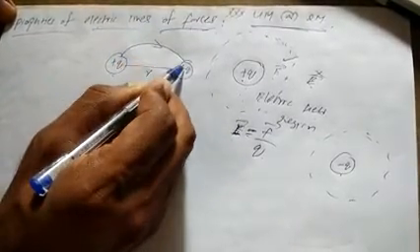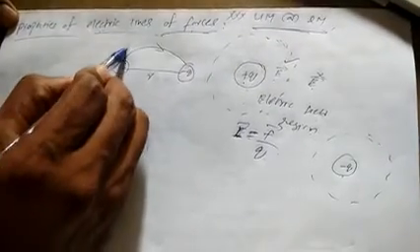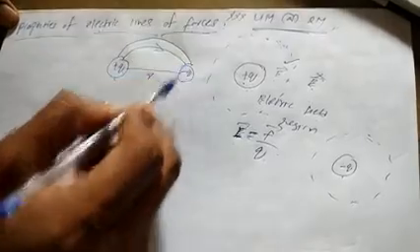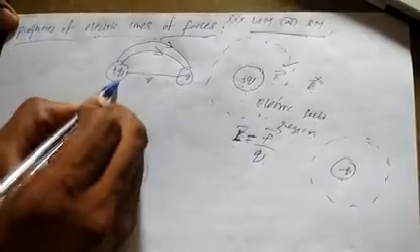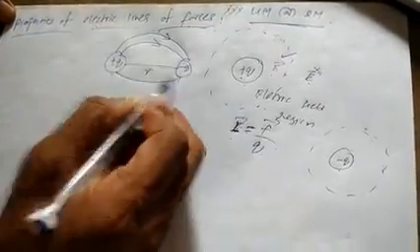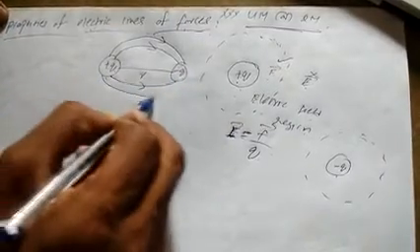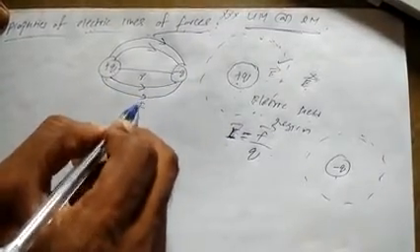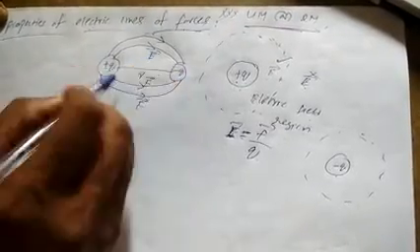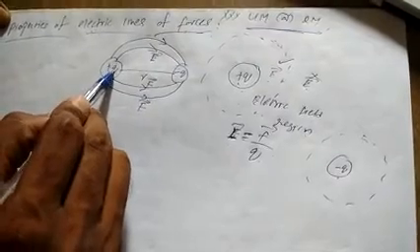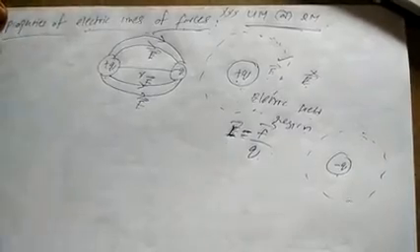This is an electric field line. Around this positive charge, these electric field lines are moving away from the positive charge and the negative charge is going to absorb those electric field lines. So the electric field lines are away from the positive charge and towards the negative charge. So be careful.